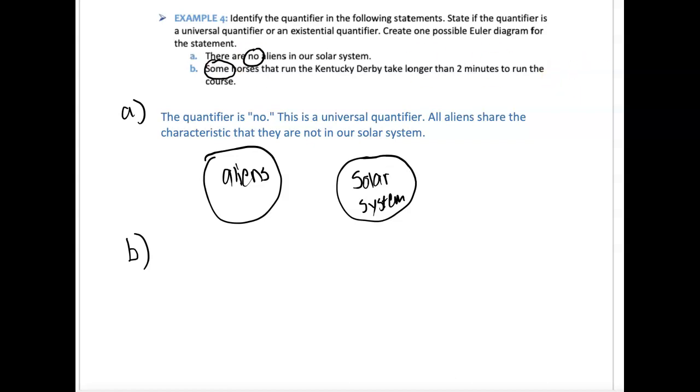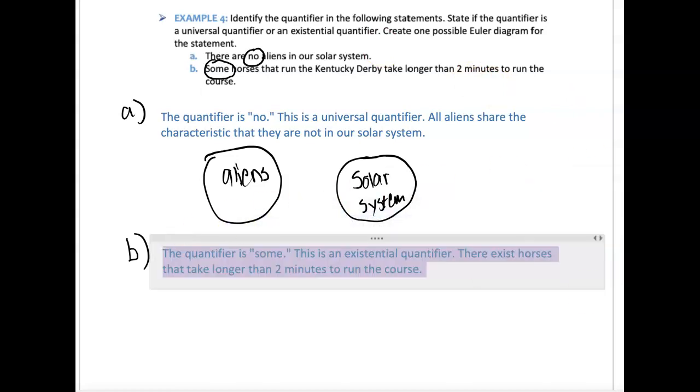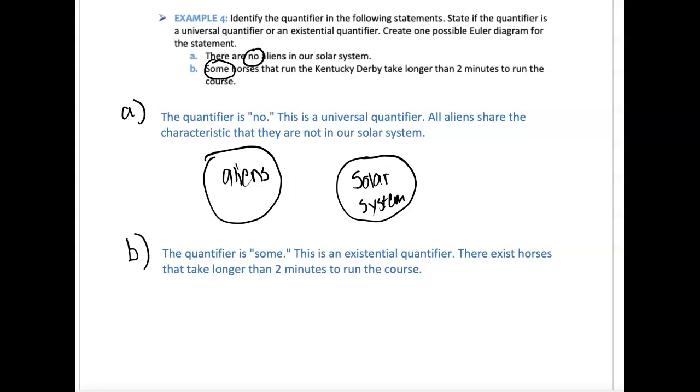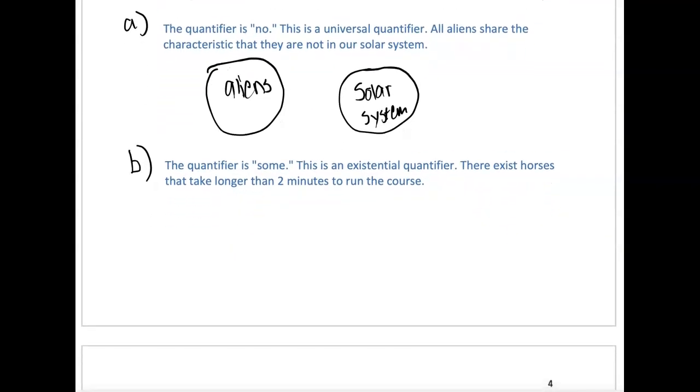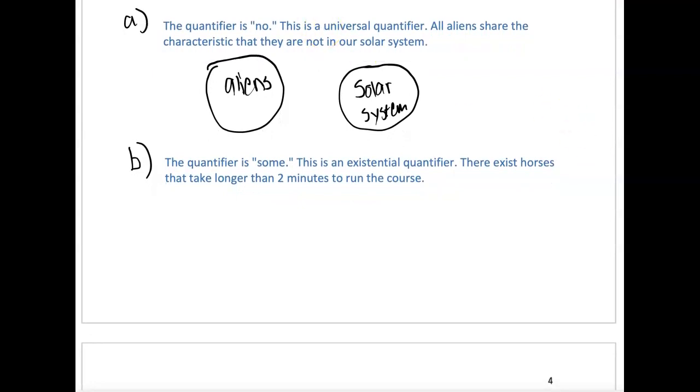Okay, I have all that written down for you here. The quantifier is some. It is existential. So there exist horses that meet this characteristic. Now there's a couple ways we could draw this Euler diagram. Let's try to draw it in the way that makes sense. So the things we're talking about here are horses that run the Kentucky Derby and the ones that take longer than 2 minutes to run the course.